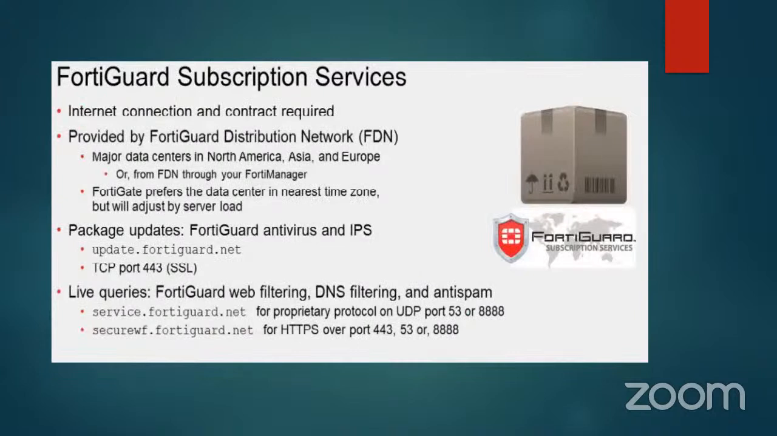Again, now coming to the FortiGate subscription services, internet connection and contact required. Whenever I want to access FortiGuard and get upgrades, I need not have a route for this. All I need is, number one, internet connectivity, and number two, DNS resolution. For example, update.fortiguard.net. Internet is there, but DNS is not there on the FortiGate. I'm not able to resolve update.fortiguard.net, so I don't know how to reach it and I won't be able to reach it.